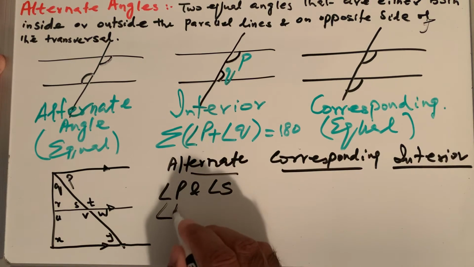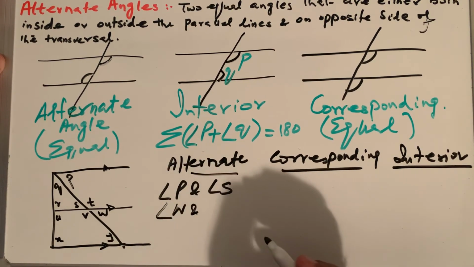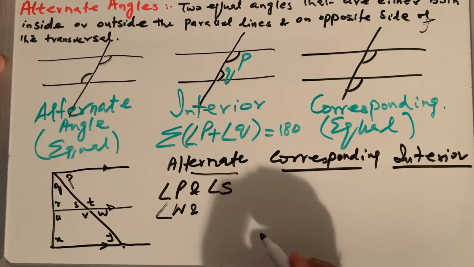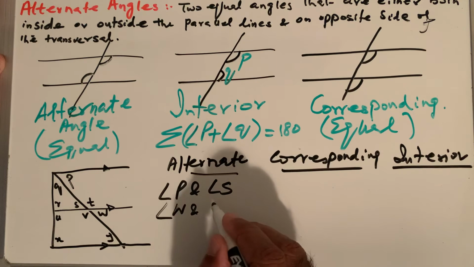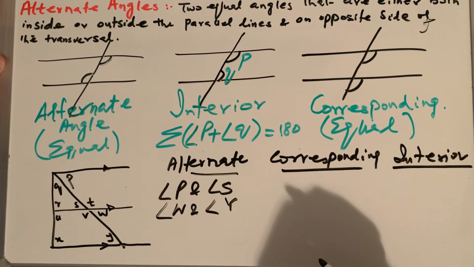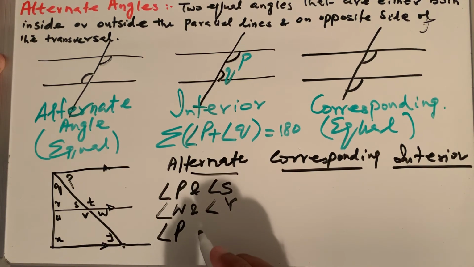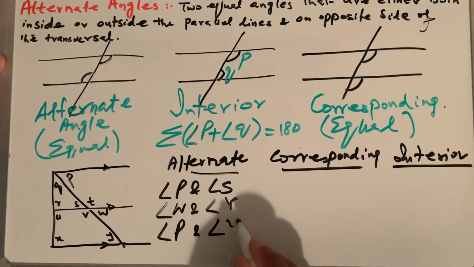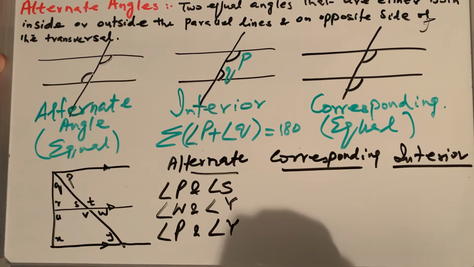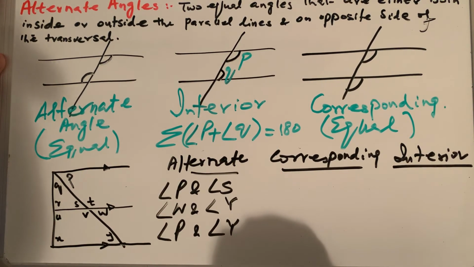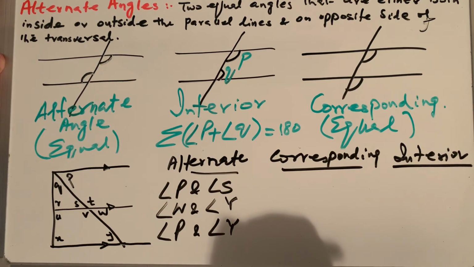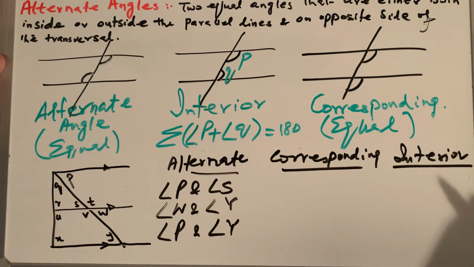Angle W, to whom is it alternate? Angle W alternate will be angle Y. How about angle P and Y? You can have a look at it and then give me your feedback. You can give me in comments or you can email me any question. I will answer the questions in the order they are received.